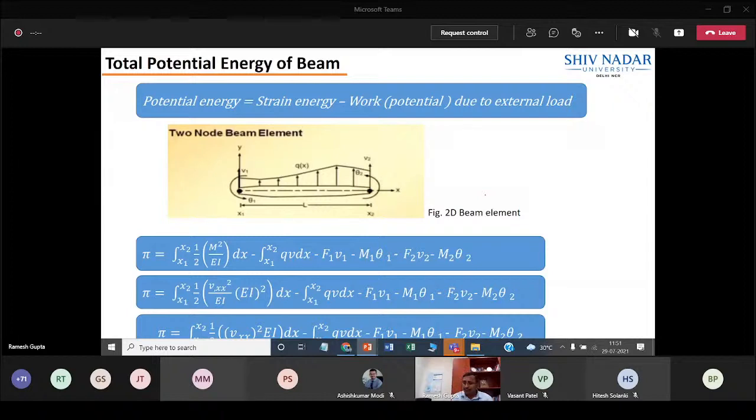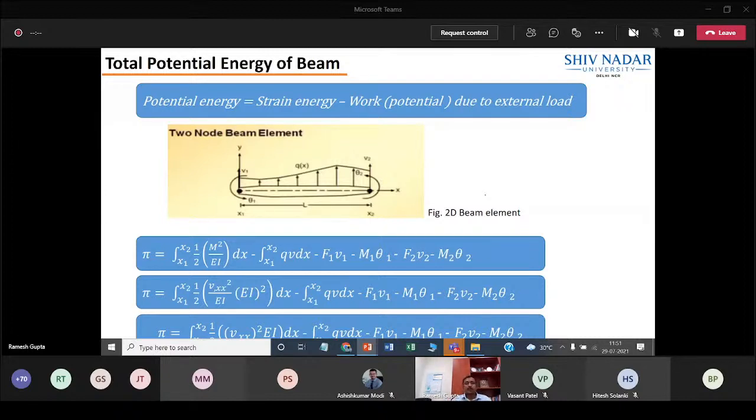I want to model a beam element. Now, where is the starting point? The starting point is total potential energy. And everybody knows how to define the total potential energy as strain energy minus potential of the load.